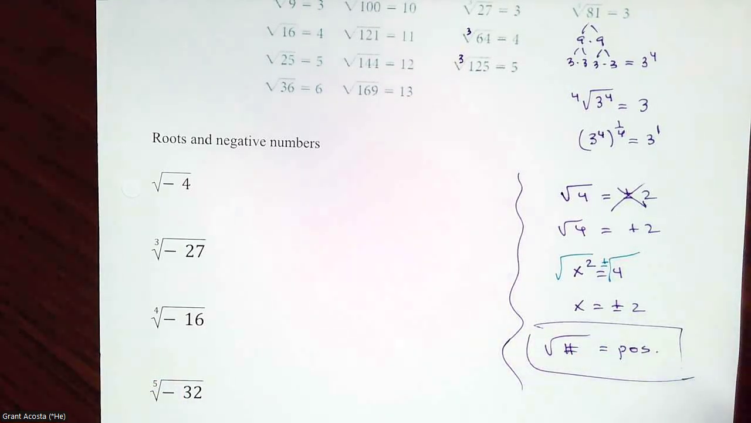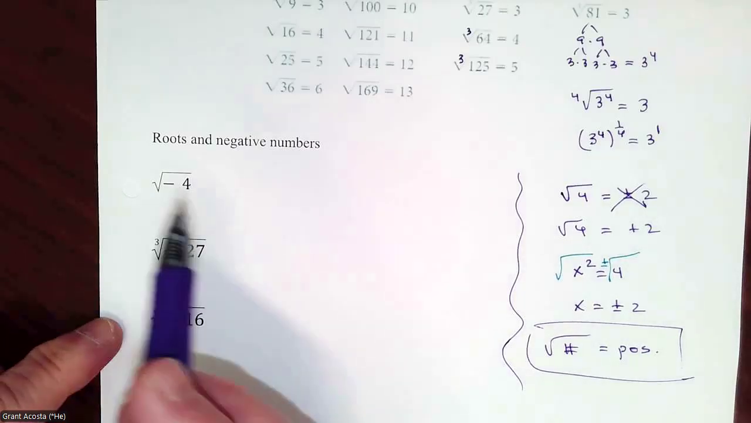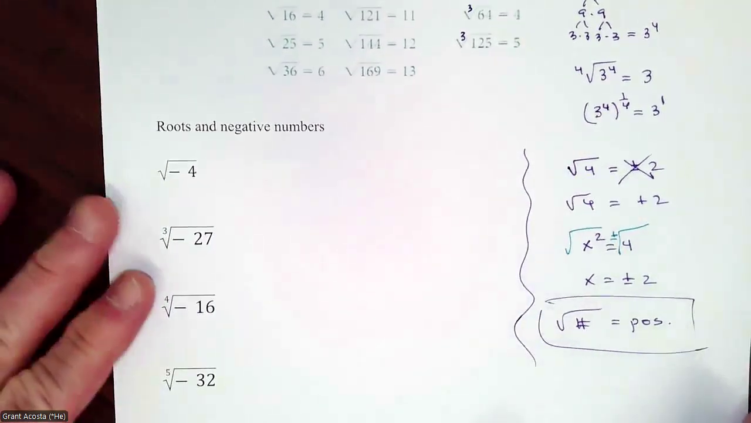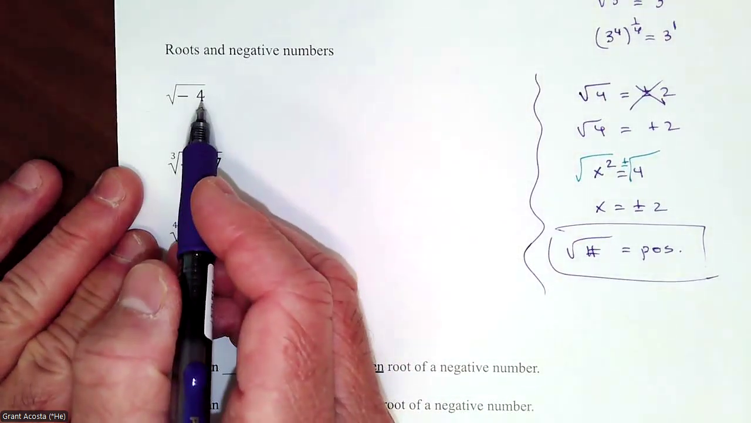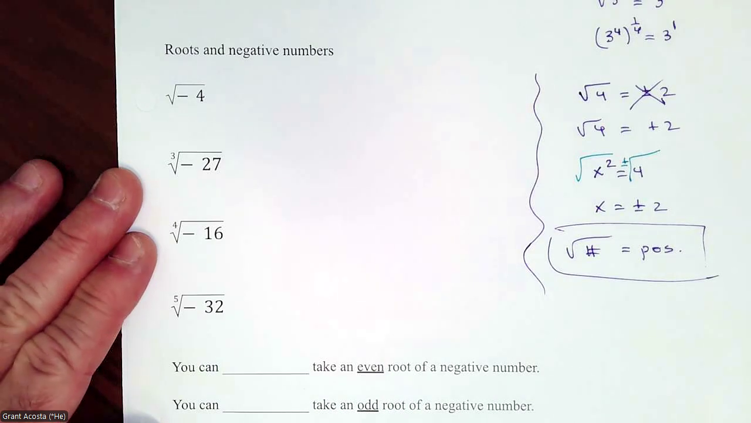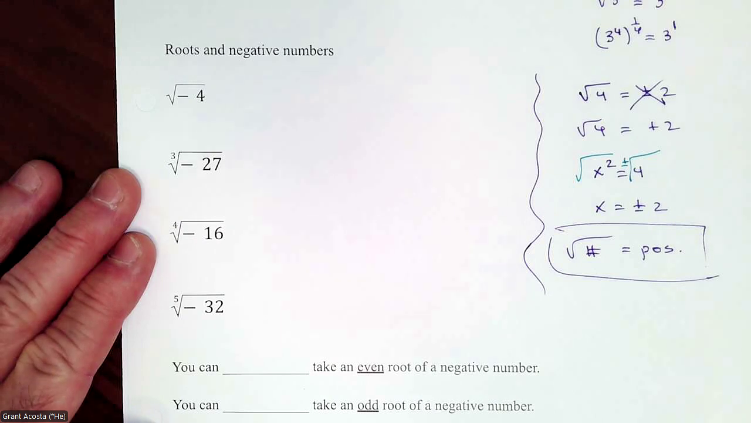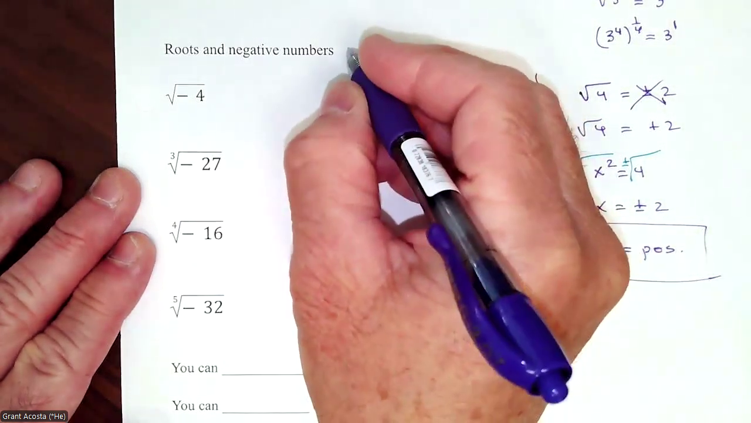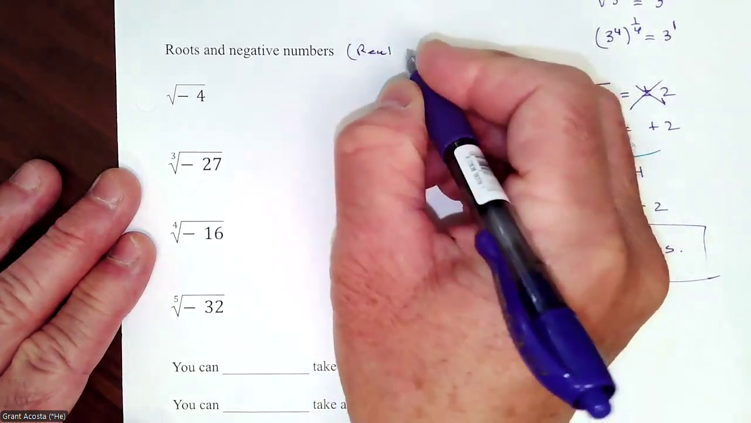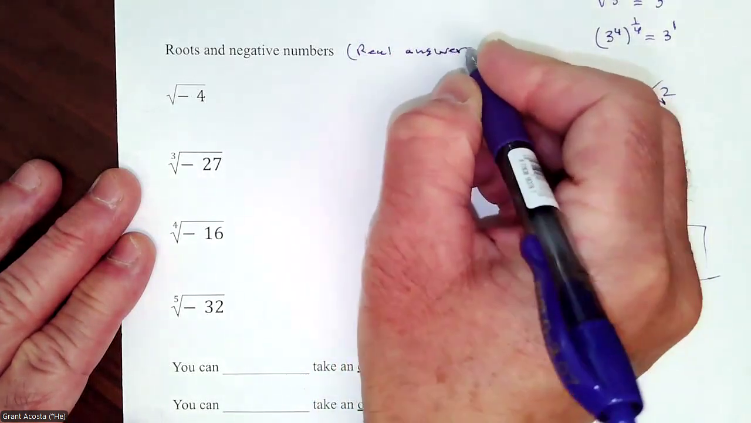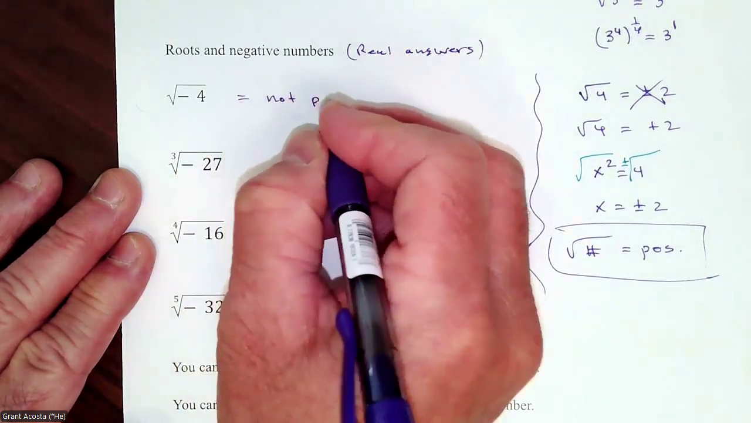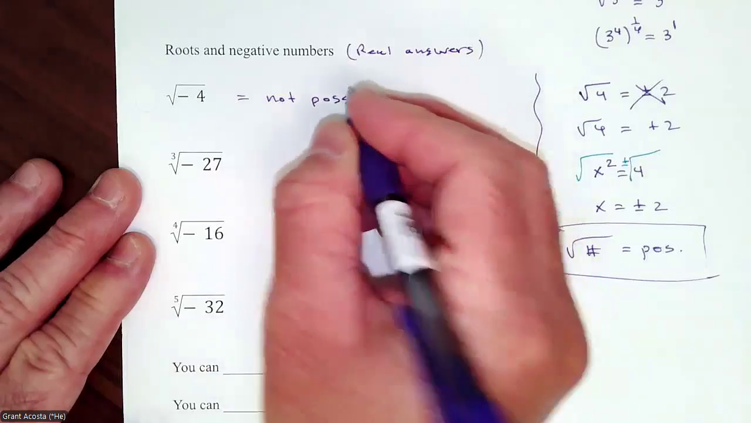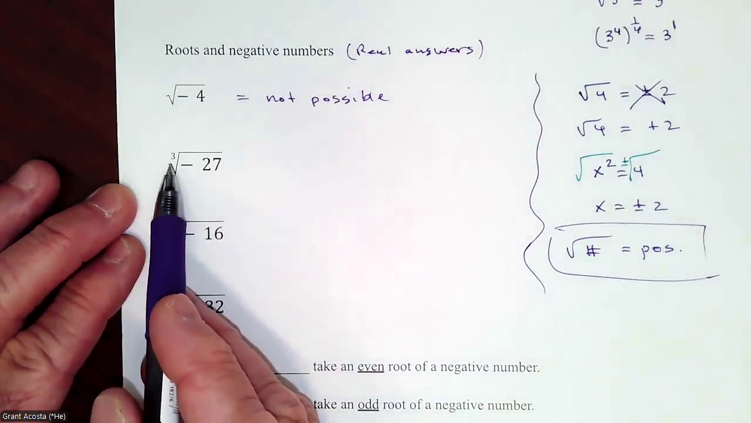Okay. Now, what about numbers inside the root? If I tried to take the square root of negative 4, what I'd be looking for is a number times itself 2 times that equals negative 4. Now, some of you have talked about imaginary numbers, i. If you use imaginary numbers, we could express the answer here, but we're only looking for real answers. So the square root of negative 4 does not exist. It's not possible, okay? Can't do it. But cube roots, you can.